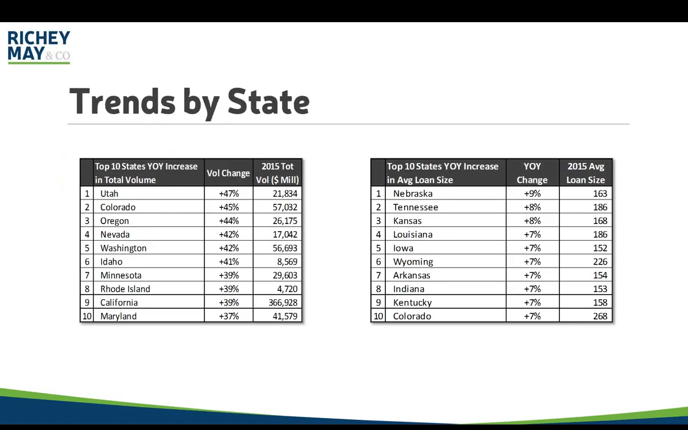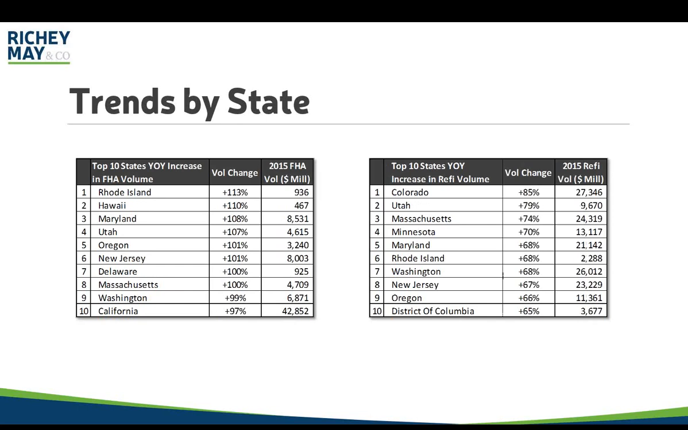And then to end today's webinar, we put a couple trends by state. On the first page here, we're looking at the highest year-over-year increases in total volume and the highest year-over-year increases in average loan sizes by state. I'll just let that sit for a couple seconds. And by the way, we will forward these slides so you can look at these at a later date after the webinar. And then on this page, we're looking at the states with the highest year-over-year increases in FHA volume and refi volume.